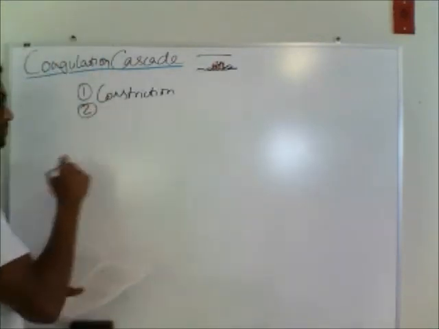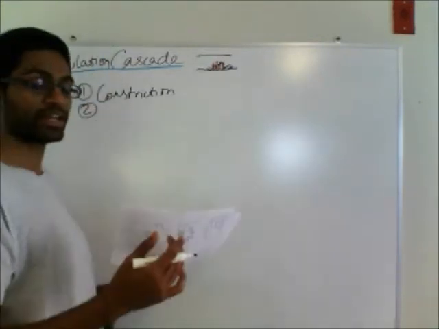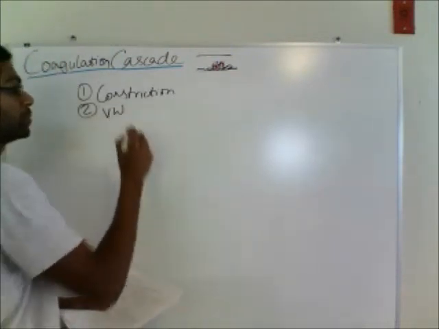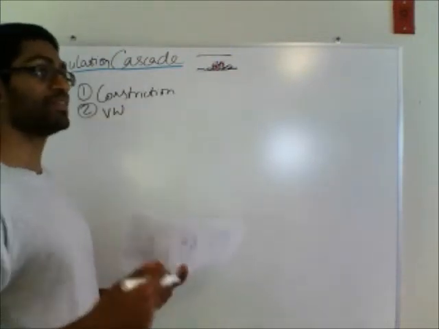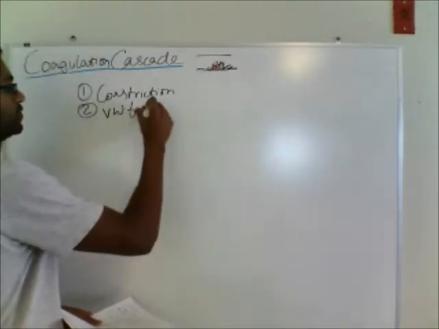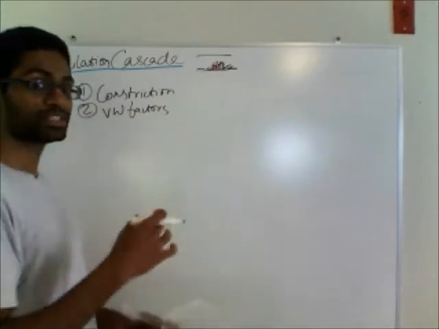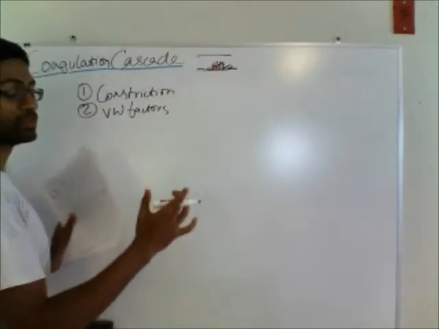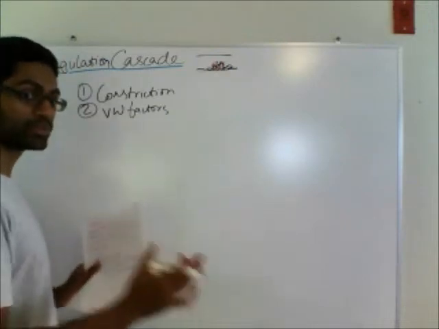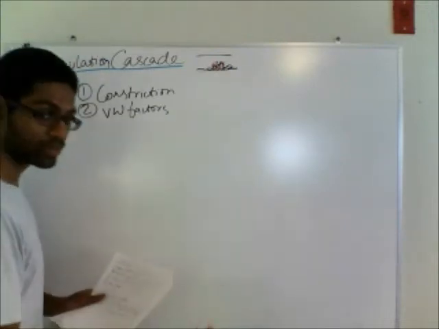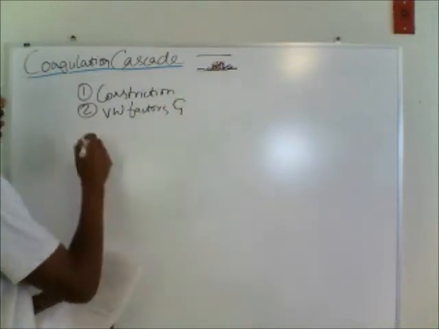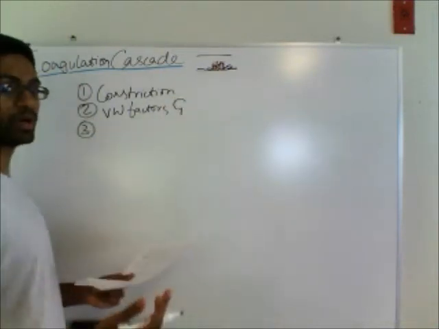Second, the cells in the injured area are going to produce what's known as VW, or Von Willebrand's factors. Okay, I'm just going to put VW factors. Now I'm going to go over this in detail pretty soon, but I just want you to write these down and put a check mark next to it when I go through it, so you can keep track. All right. Next step, these things act like hooks. Okay, and now these hooks are going to grab onto what?